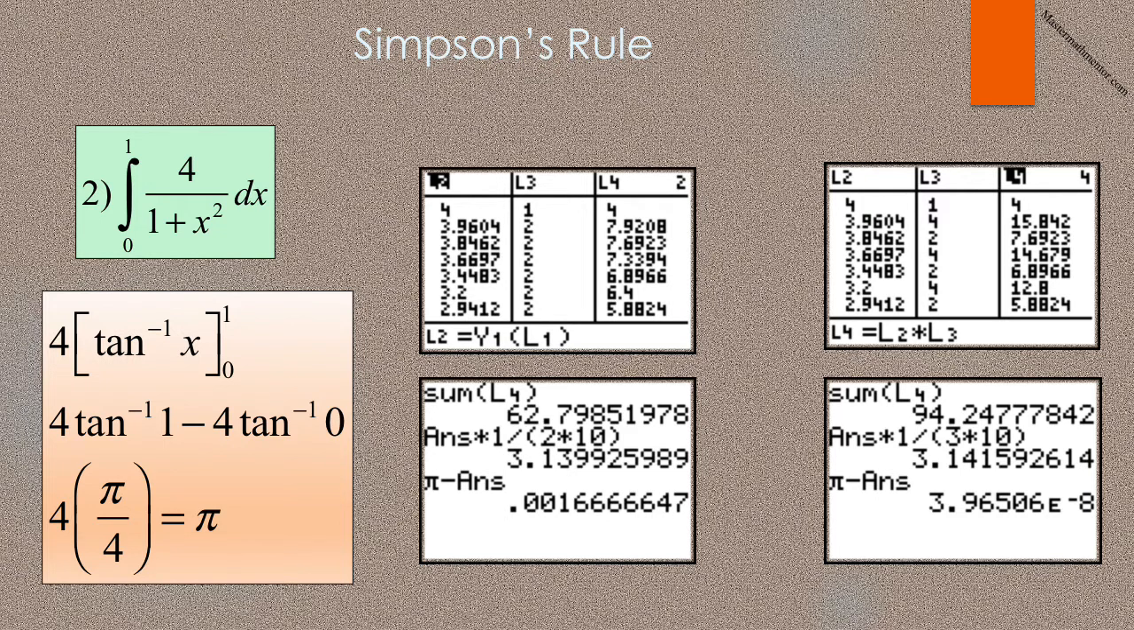So back out on the home screen, we take a look at the sum of L4, and then multiply that result by 1/3 the base, or 1 over 3 times 10, and we get 3.14159, etc. Pi minus the answer shows that our answer is accurate to 10 to the negative 8 power. So Simpson's rule is very, very exact.